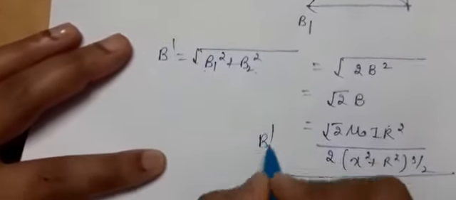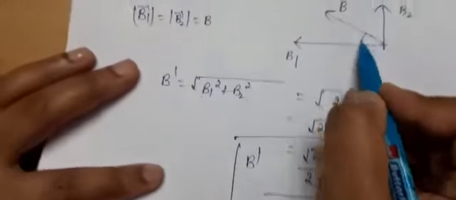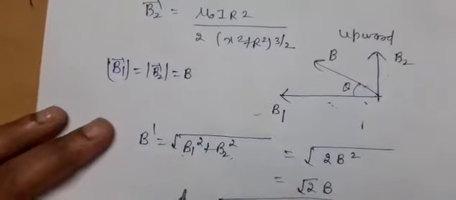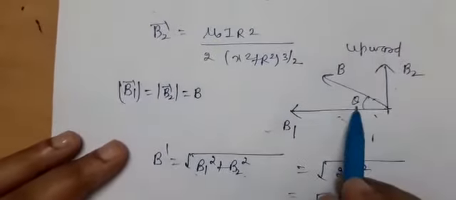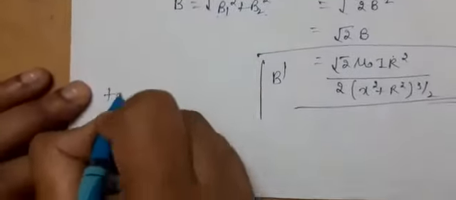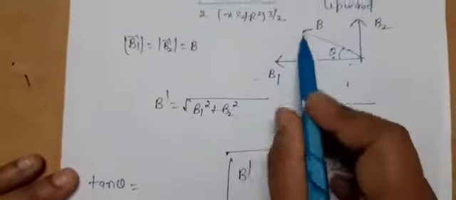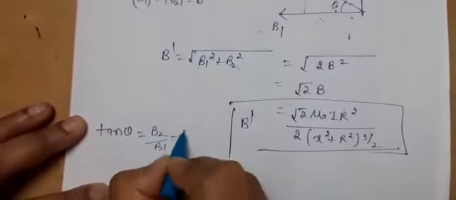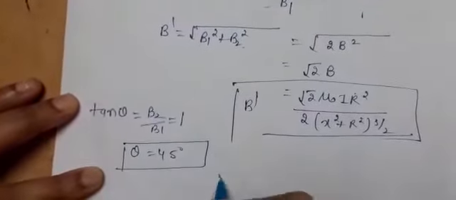This is the net magnetic field, and it is inclined at a certain angle with the x-axis or with vector B1. Here we have to find the magnitude as well as the direction. So to calculate the direction, you will take tangent theta, which is perpendicular upon base. So it will be B2 upon B1, and both magnitudes are identical. So theta will be 45 degrees.